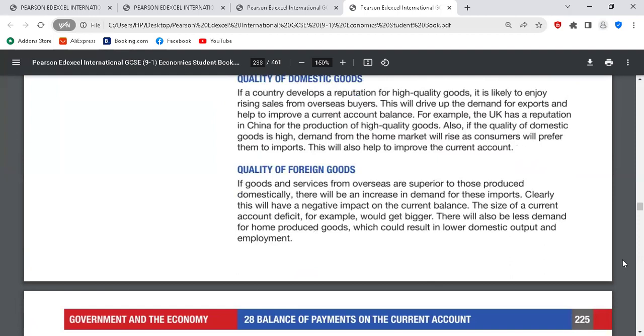Quality of foreign goods. If goods and services from overseas are superior to those produced domestically, you will do more of imports. As a result of that, it might lead to more imports, less exports, meaning that there will be balance of payments, current account deficit. Clear?